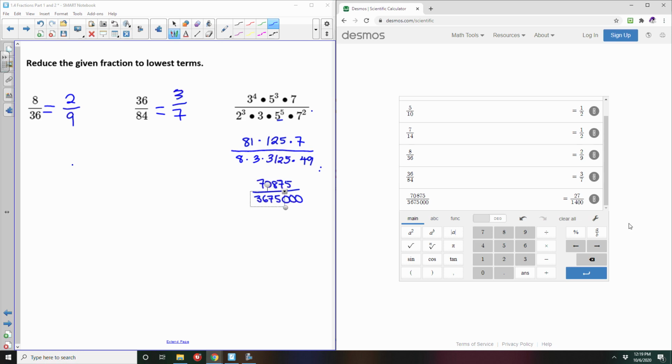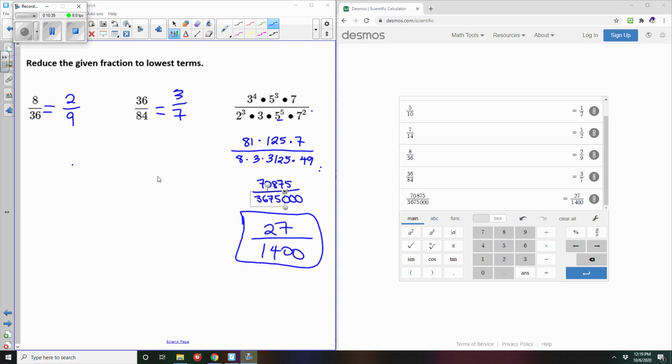So you guys got two? That's a really big one, but that's okay. 27/1400. There we go. So that one made us pull in a little bit of our order of operations and made us use our Desmos calculator.